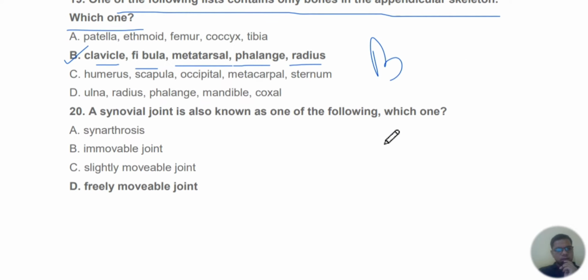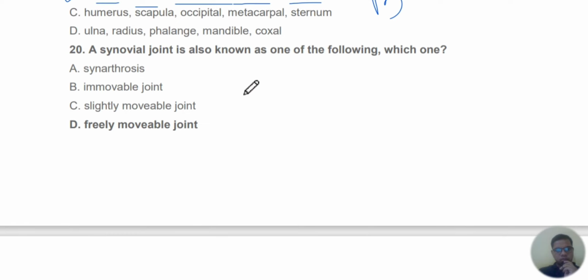Next is 20 question number. A synovial joint is also known as one of the following, which one? The answer is D, freely movable joint.